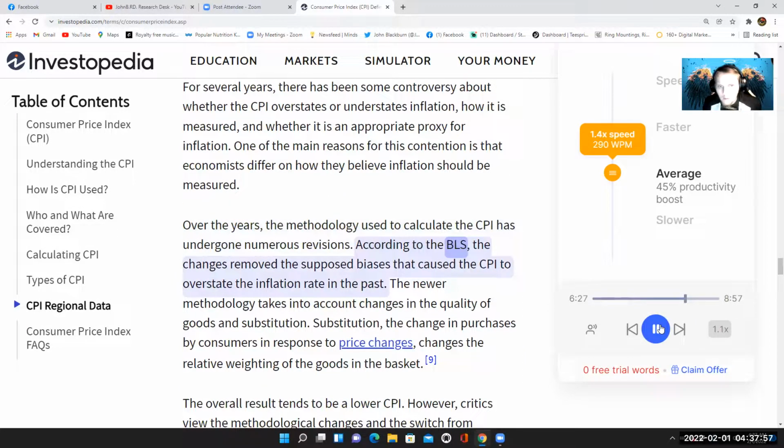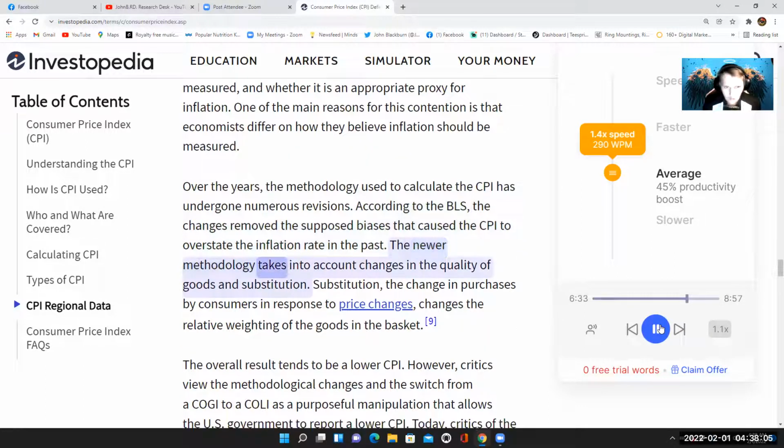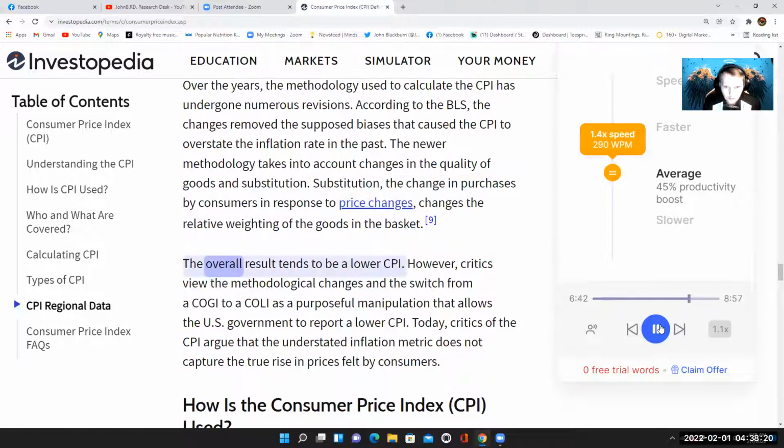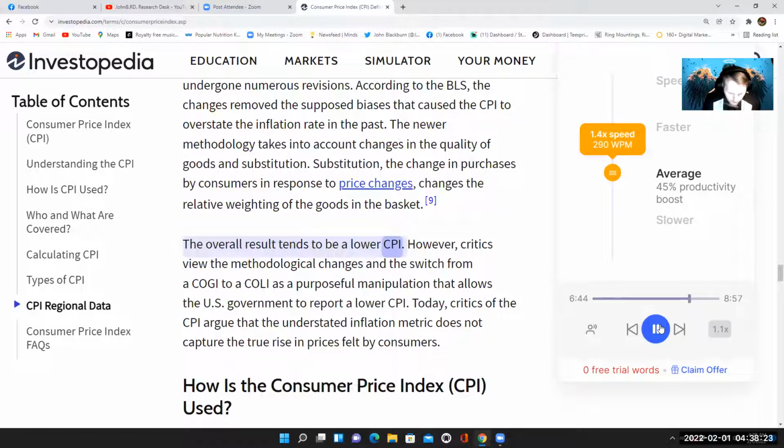According to the BLS, the changes removed the supposed biases that caused the CPI to overstate the inflation rate in the past. The newer methodology takes into account changes in the quality of goods and substitution. Substitution, the change in purchases by consumers in response to price changes, changes the relative weighting of the goods in the basket. Point 9. The overall result tends to be a lower CPI.